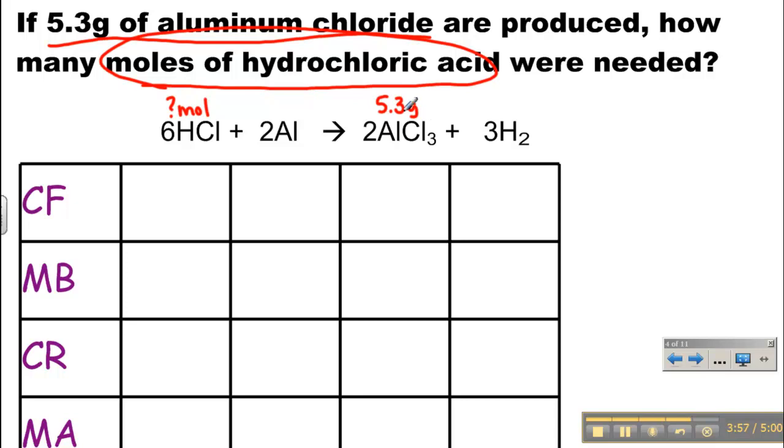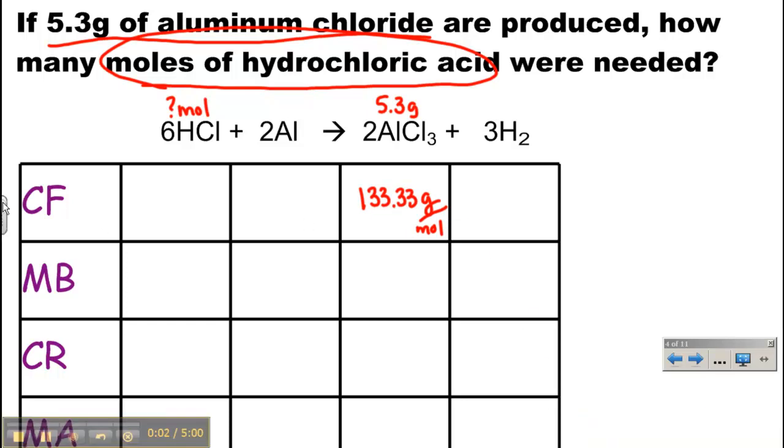Now because we have grams here on aluminum chloride, we are going to need to know our molar mass. So that is 133.33 grams per mole. So we have our molar mass now. Now let's look at what we need. Now remember that this MB stands for moles before the reaction. So we actually have no moles of aluminum chloride. We're going to be looking for the moles of hydrochloric acid.